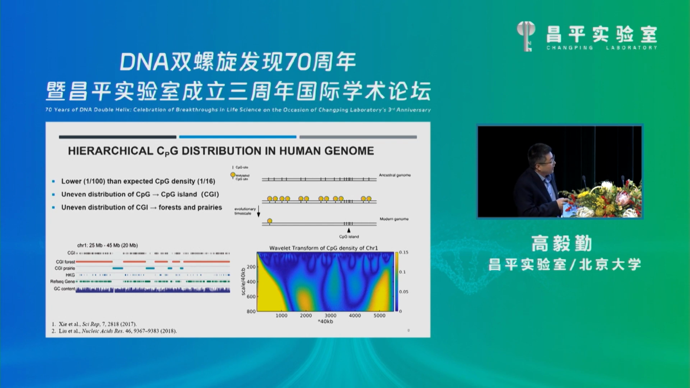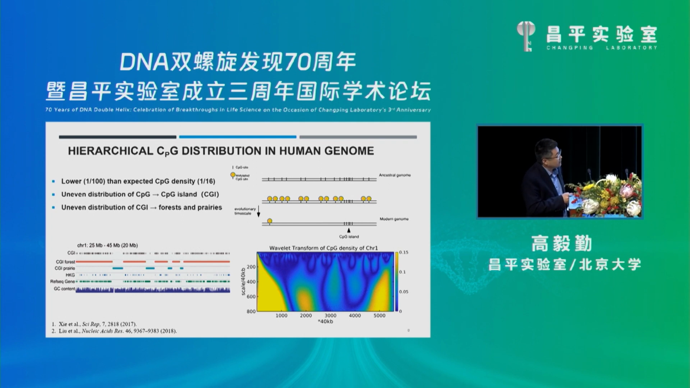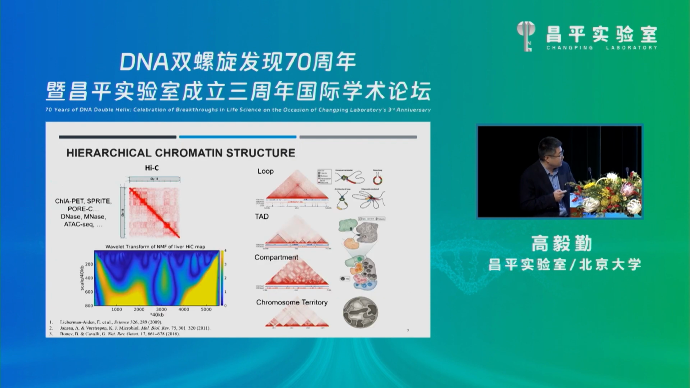And then if you analyze the CpG density at many different scales using wavelet analysis, you will see that the CpG density distribution is uneven at all these scales, but it's not random. Actually, this distribution has a tree form. So that tells us it's a really hierarchical arrangement of the CpG. That's not very rare, because we know from the compartment analysis of Hi-C data that the chromosome or chromatin structure is also hierarchical.